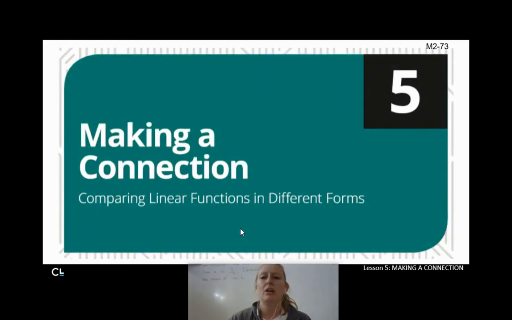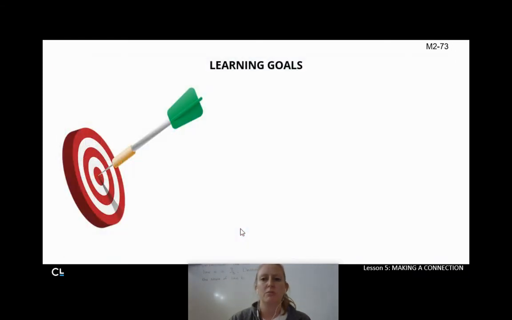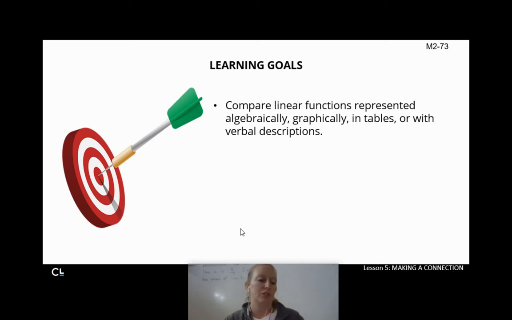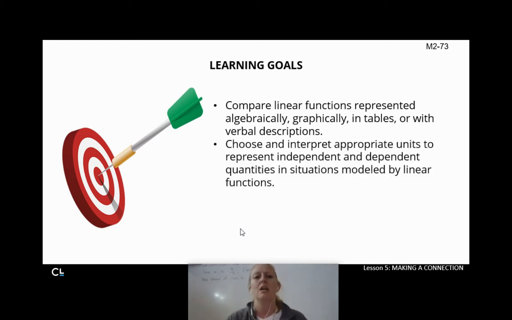So let's compare our linear functions in different forms. We're going to compare linear functions because we know they can be represented algebraically, graphically, tables, verbal descriptions, right? We write equations. We could do all kinds of things because that's just how it goes. We're going to choose and interpret appropriate units to represent independent and dependent quantities. This is taking it all the way back to our first unit, right? Independent quantity, dependent quantity. Make sure you got the right units attached to that, right?